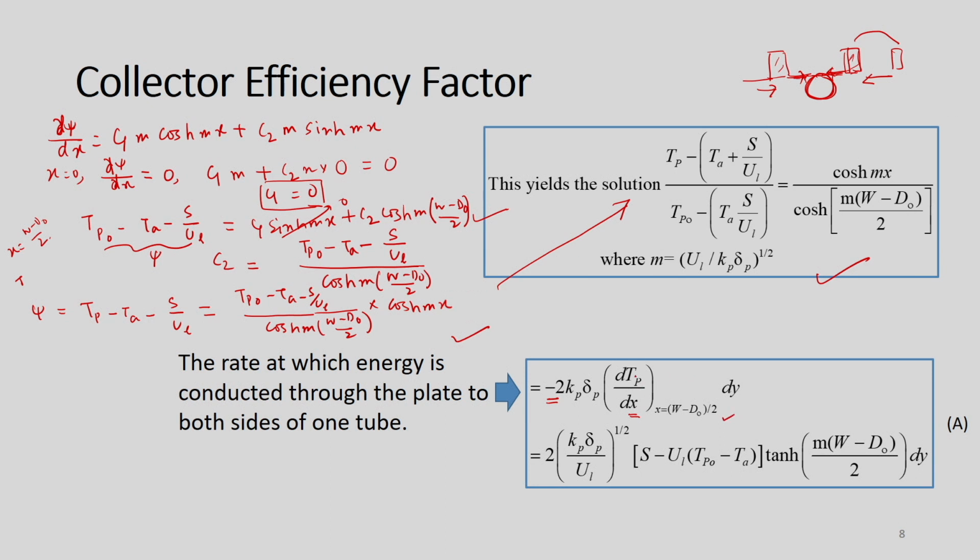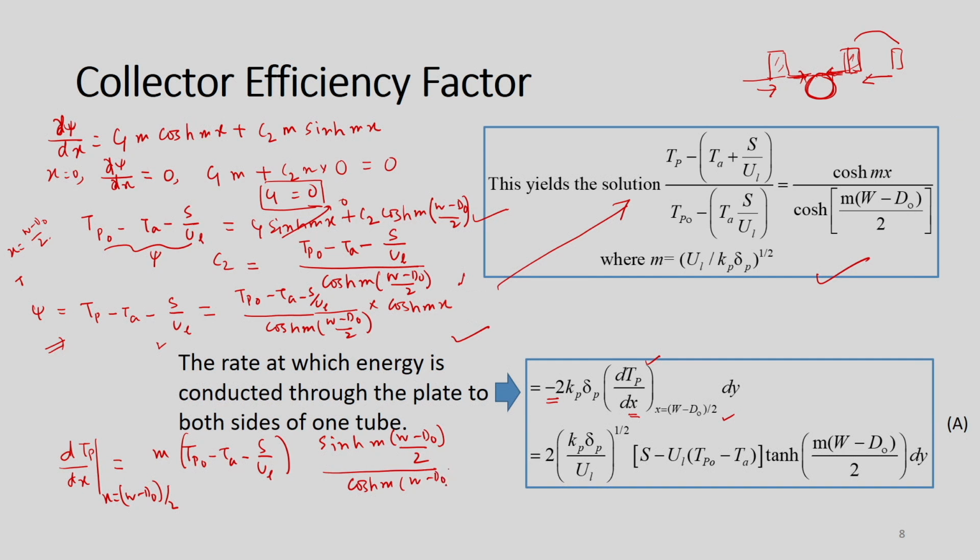So, to differentiate this Tp, we again have to use this expression. Okay. So, what happens, this dTp by dx at x is equal to w minus d naught divided by 2, what will be the expression for this? We can straightaway use this expression. If we use this here, then it will be Tpo minus Ta minus S by UL. So, m will come out here, and then it will be sinh of m times w minus d naught by 2, divided by cosh of m times w minus d naught by 2. Okay.